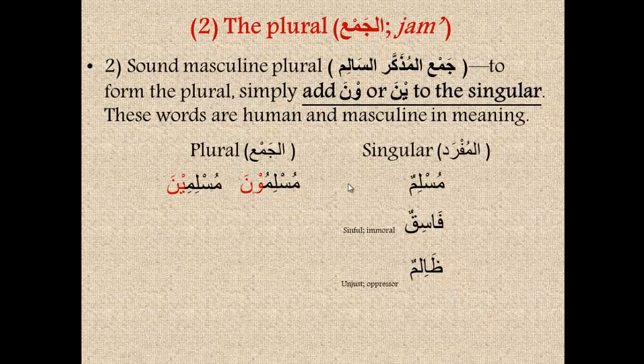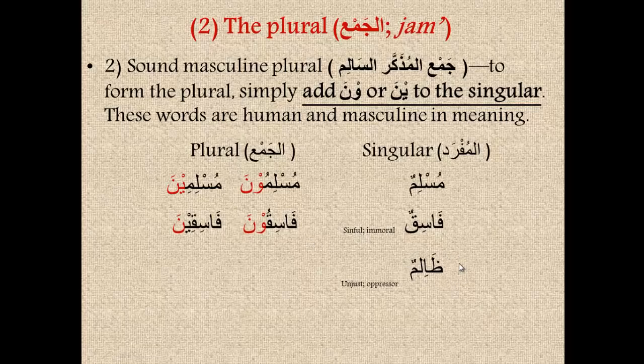Both mean Muslims. Example number two, we have the word fasiq, which means sinful or immoral, someone who is sinful or immoral. To make it the plural form, we add una or ina. Fasiquna, fasiqina, which means men who are sinful or immoral.